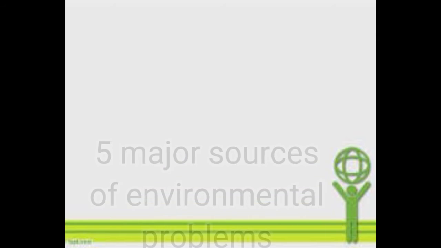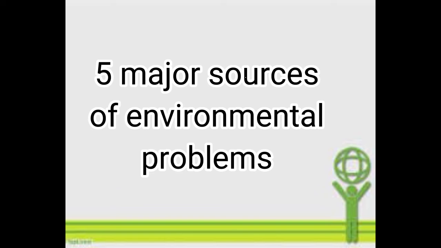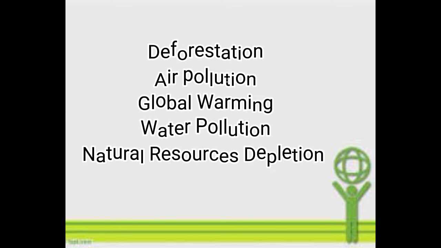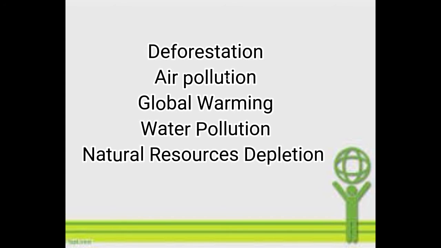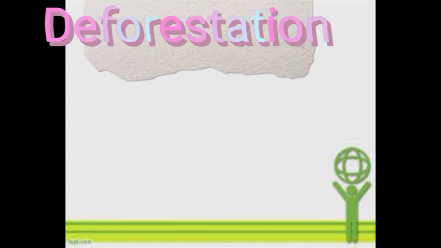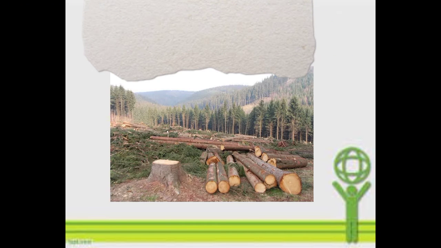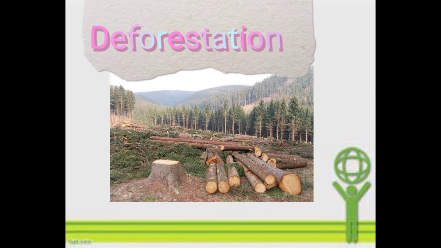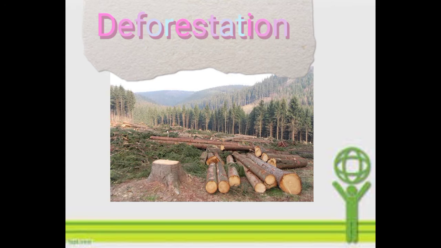So, the five major sources of environmental problems are deforestation, air pollution, global warming, water pollution, and natural resources depletion. We will see deforestation. How can we help in deforestation? Research is one of the best ways to change an environmental negative into a positive. Through education, you can change how people, from top CEOs to young consumers, see these issues.